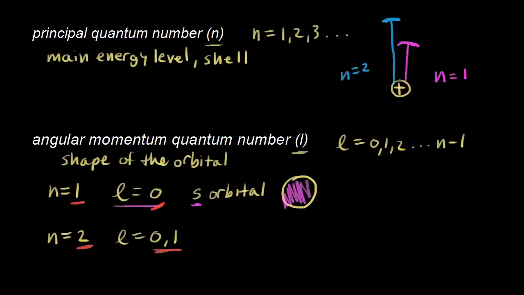All right, we've already talked about what l equal to 0 means, right? So l is equal to 0 means an s orbital shaped like a sphere. But now in the second main energy level, or the second shell, we have another value for l. So l is equal to 1. And when l is equal to 1, we're talking about a p orbital. So l is equal to 1 means a p orbital.